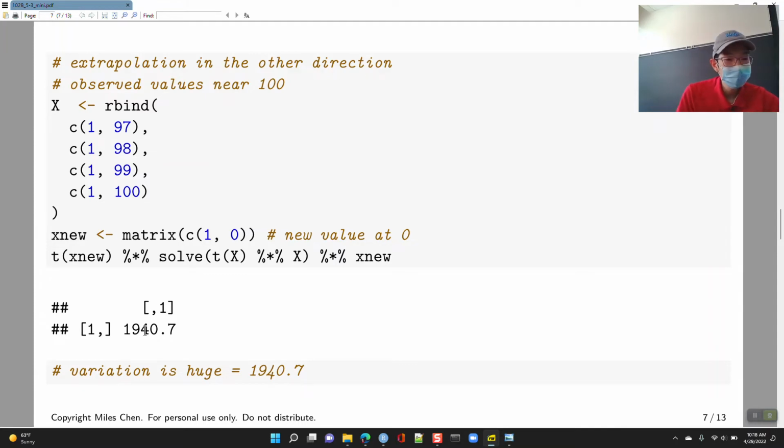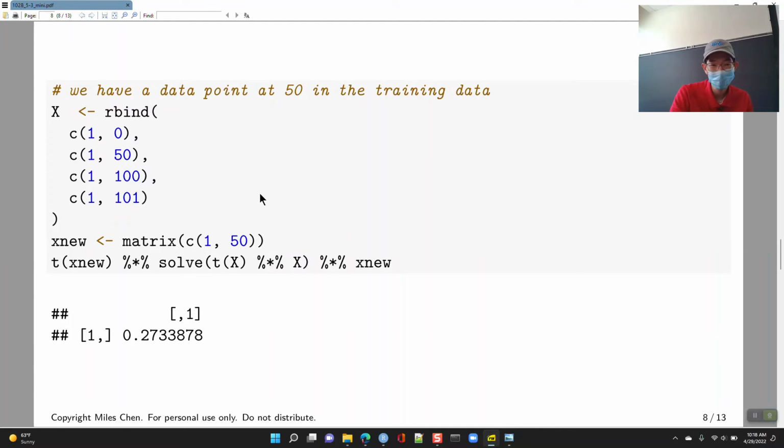Okay. So that's what we have. All right, so here's something very similar. I've got an observation at 0, an observation at 50, 100, and 101.